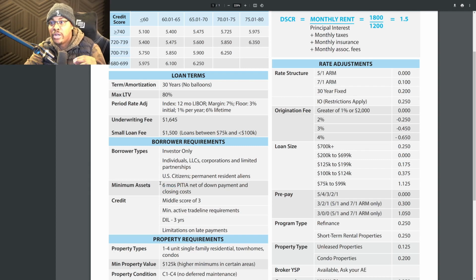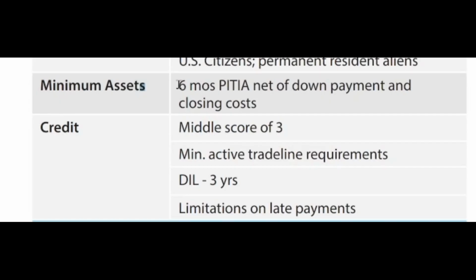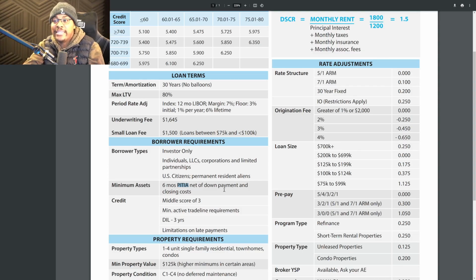So pretty much what this means is that the lender wants to see that you have at least 6 months of principal, interest, taxes, insurance, and associations, net of down payment and closing costs. So aside from having the down payment and closing costs, you're also going to have to demonstrate that you have 6 months of reserves to cover the debt service for at least 6 months. Now, the reason why is because they don't want you to just completely go broke after you put down your down payment and your closing costs.